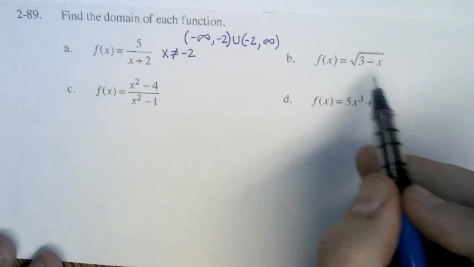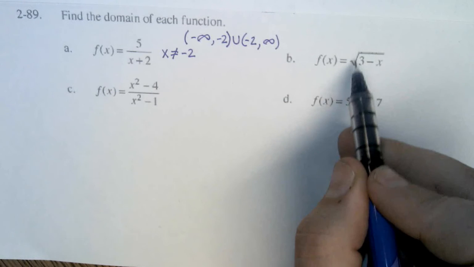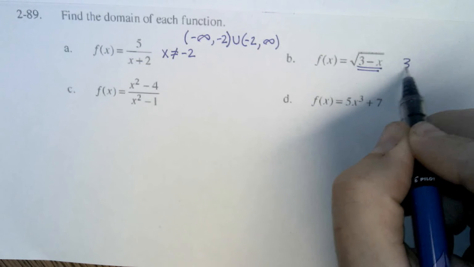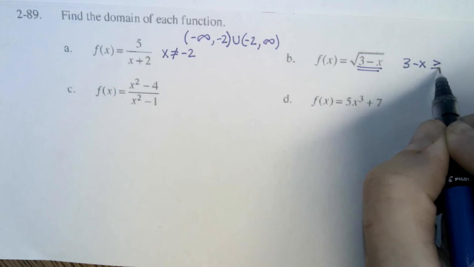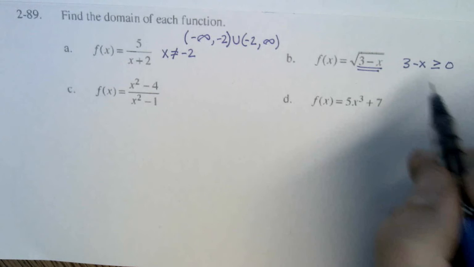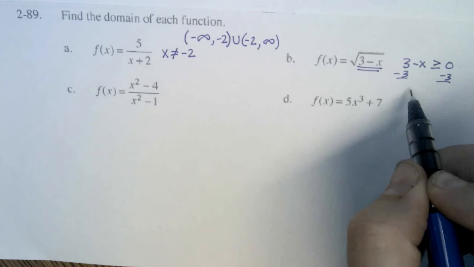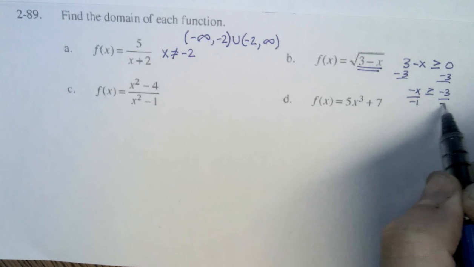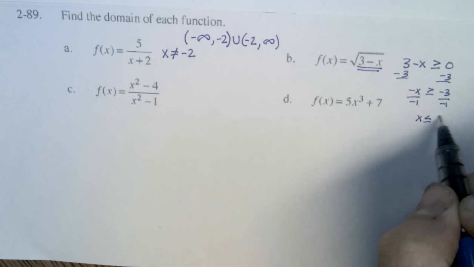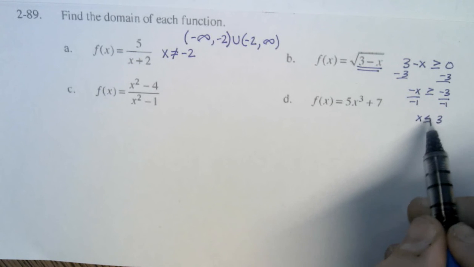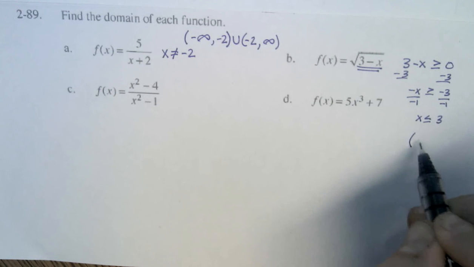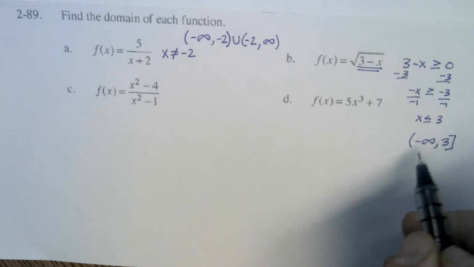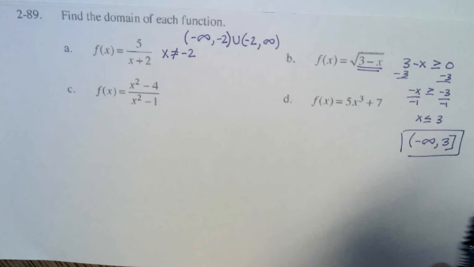On B, we should recognize that if we're taking a square root of something, the inside can only work if the inside is greater than or equal to 0. So we need to actually calculate that first, and then we can put that into interval notation. Remember, when I divide an inequality by a negative, I need to flip the sign. And so we end up getting all values where x is less than or equal to 3. So in interval notation, that would look like, not -3, but +3. So interval notation would look like this for B.